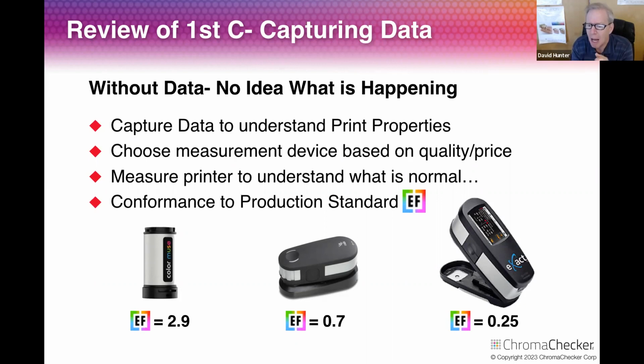An i1Pro 3 is more like a 0.1. Actually more like a 0.2. It's more similar to an eXact. And then an eXact is like 0.25. So every instrument we can quantify in this E-factor, which helps define whether or not the device is suitable for the type of work you want to do. And this also helps you understand that if you dropped your instrument once too many times, and maybe my i1 is now a 1.5, I shouldn't be using that i1 to measure color.